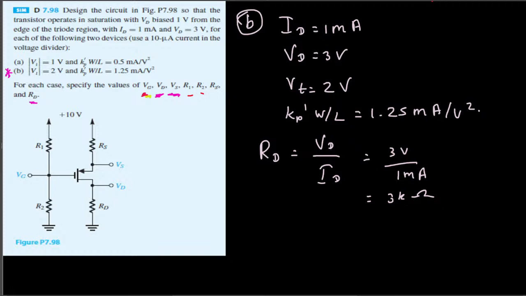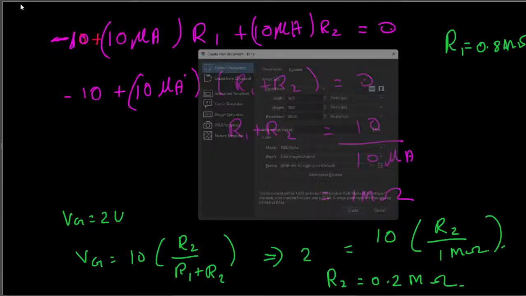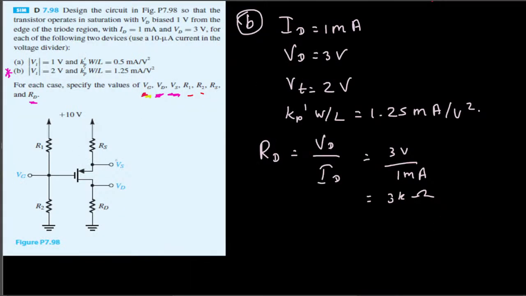So the only thing that is left is RS. To find out the RS, we can apply KVL over here. KVL can be applied, you know, this one can be considered as a loop, this one considered as a loop, like it's source, gate, and drain. You can consider each of them as separate loops. So this one is a loop, this one is a loop, this one is a loop.